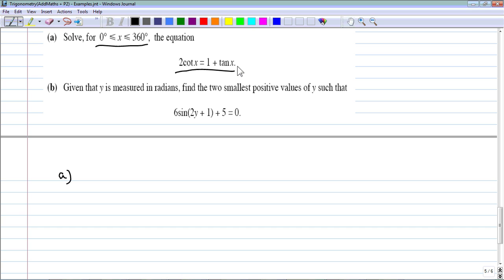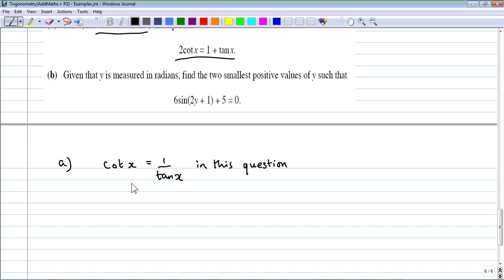It shouldn't really be written as 1 over tan x, but having said that, there's no problem with writing cot x equals 1 over tan x in this question, for the simple reason that if either of these two quantities are 0, then the other one is undefined. So that means neither of them are 0, so this equation will hold. So I'm going to approach the question like this, although it might not be the only way.